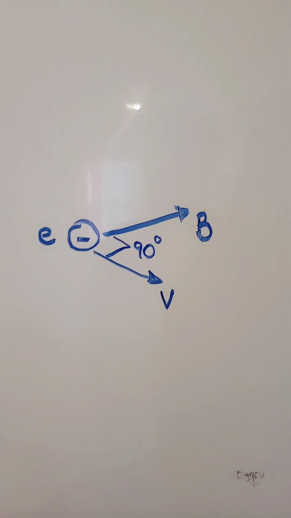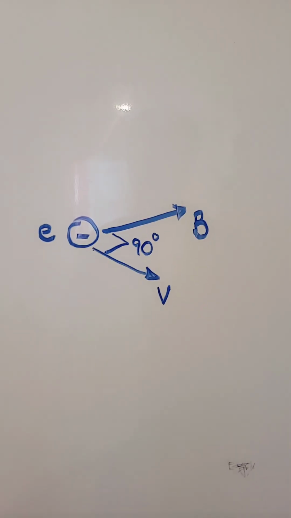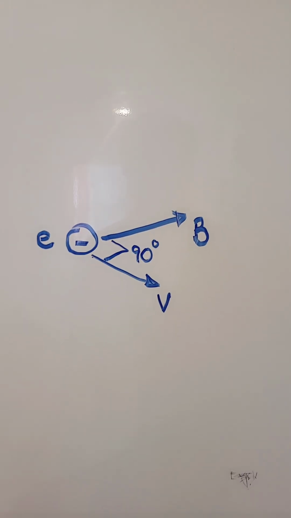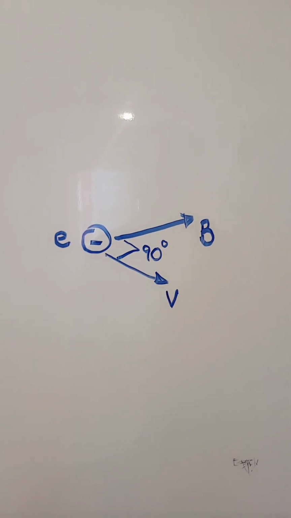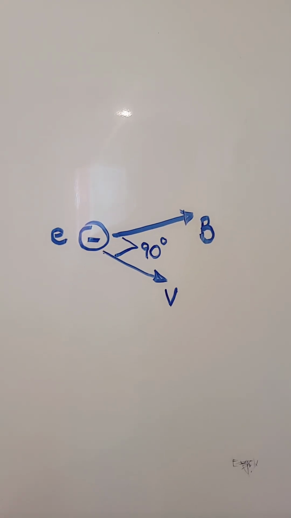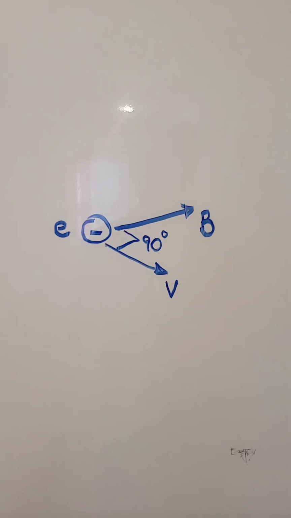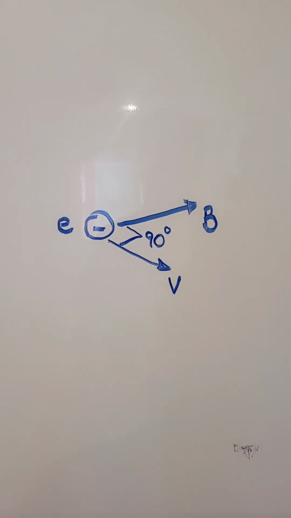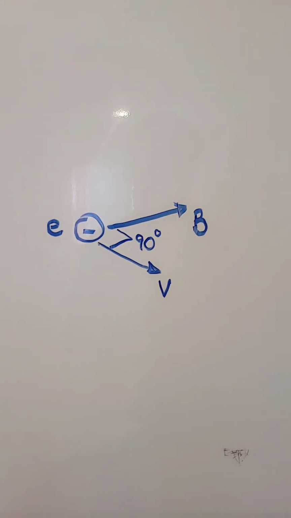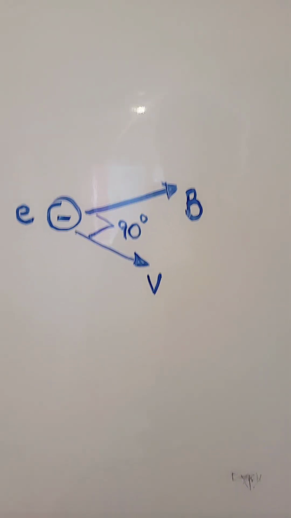Now, when a charged particle is moving inside a magnetic field, there's going to be a force acting on it. That's what we call the magnetic force. So whenever a charged particle is traveling inside a magnetic field, simply because it's moving, it has a velocity, there's a magnetic force acting on the charged particle. So how do we find that magnetic force? We have an equation for that.